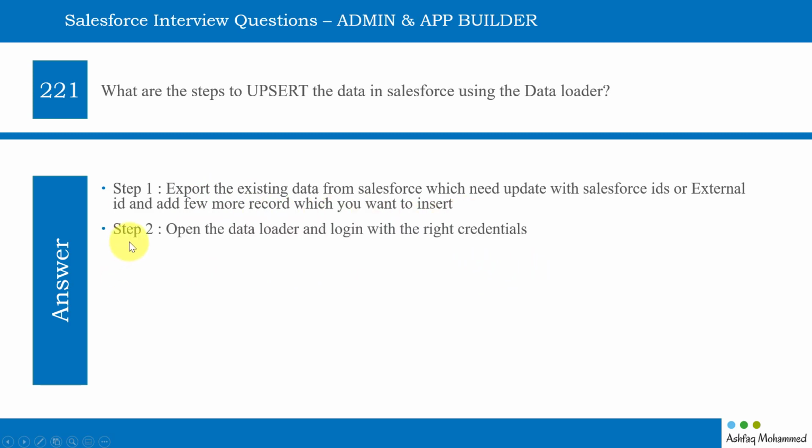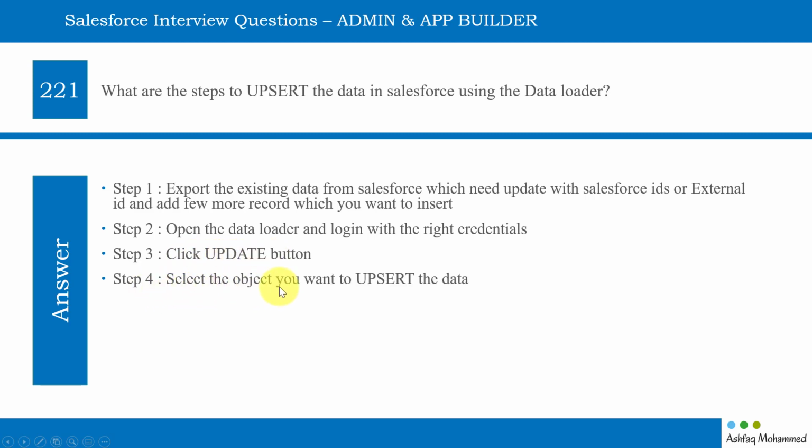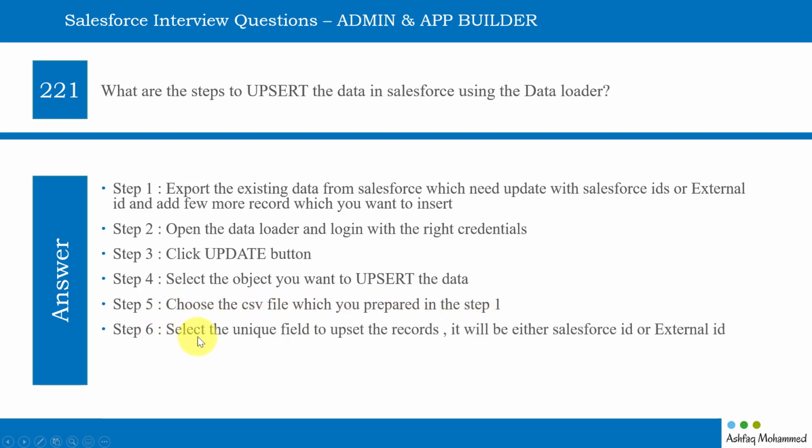The next step is step number 2. Open the data loader and log in with the right credentials. Step 3 is click the update button. Step 4, select the object you want to upsert the data into. Step 5, choose the CSV file you prepared in step 1. And step 6, select the unique field to upsert the record. It will be either Salesforce ID or external ID.